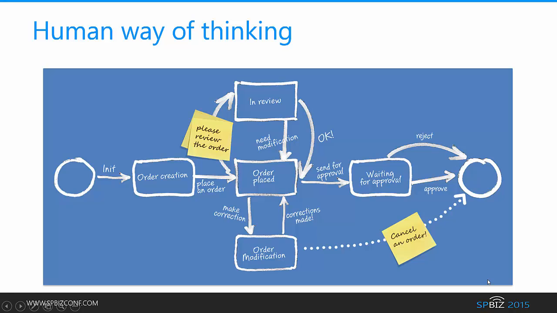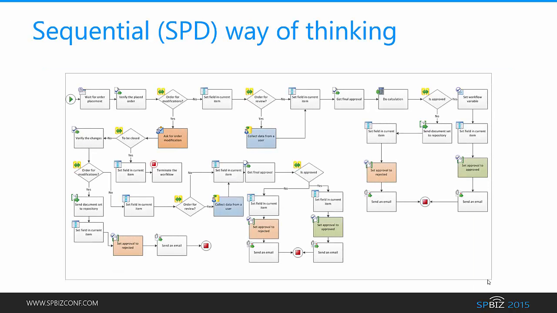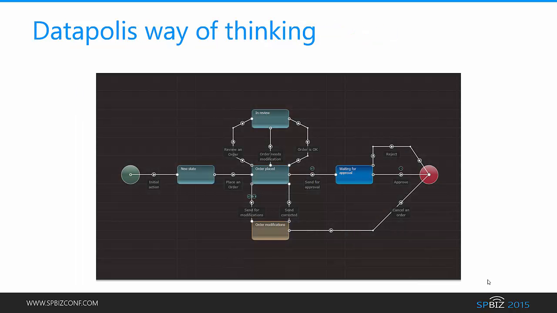As we speak about the order approval process itself, this is what the customer showed us. So this is the human way of thinking. This is how the process can look like if you transfer it to a sequential way of thinking. For example, SharePoint Designer. Everything is mixed up on the same layer, so it's totally unreadable for non-IT guys, for business guys. And this is how the process can look like if you use a third-party tool. In this example, Datapolis process system. It's almost the same as what the customer presented us on paper.